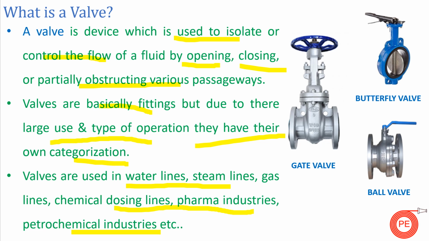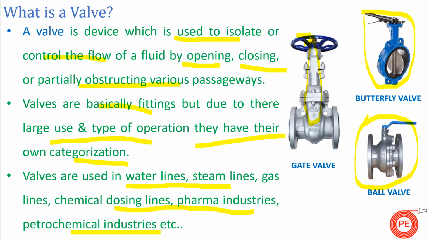So basically this is a gate valve which is shown here. The purpose of a gate valve is to isolate the line from the main line. Butterfly valves are used either to isolate the flow or to control the flow. Ball valves are also used to isolate the main line. So for throttling purpose, butterfly valves or globe valves are used. And when we want our fluid to move in one direction, we use check valves or non-return valves.